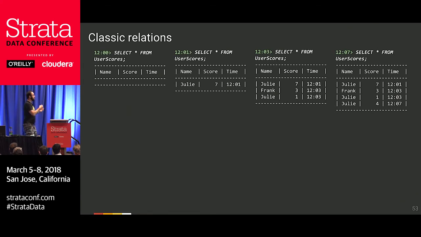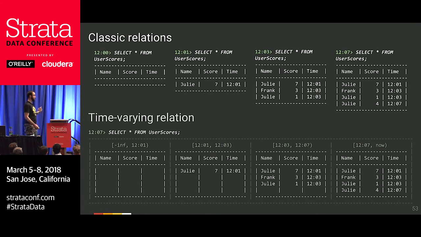Well, we already saw this sequence of classic relations that you get if you query the relation at varying points in time. Really, all that a time-varying relation is capturing is that full history of things. So if we had a hypothetical system that operated in terms of time-varying relations, and we said, hey, I would like to select star from the user scores time-varying relation, what you would get back looks very similar to the above, but instead of being a sequence of two-dimensional relations, we now have a three-dimensional object, which itself is composed of that sequence of two dimensions.